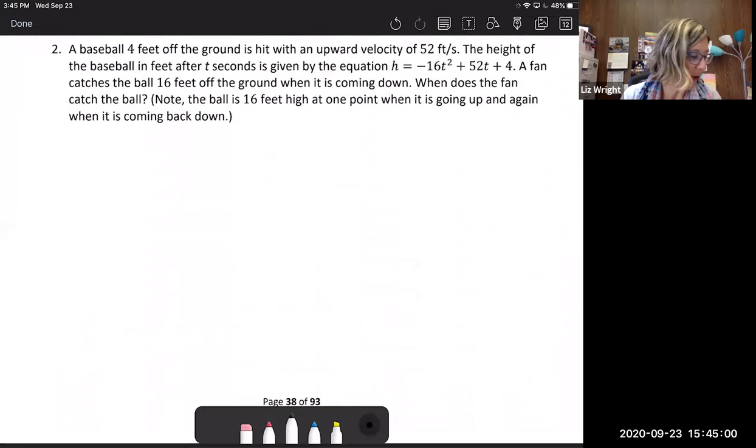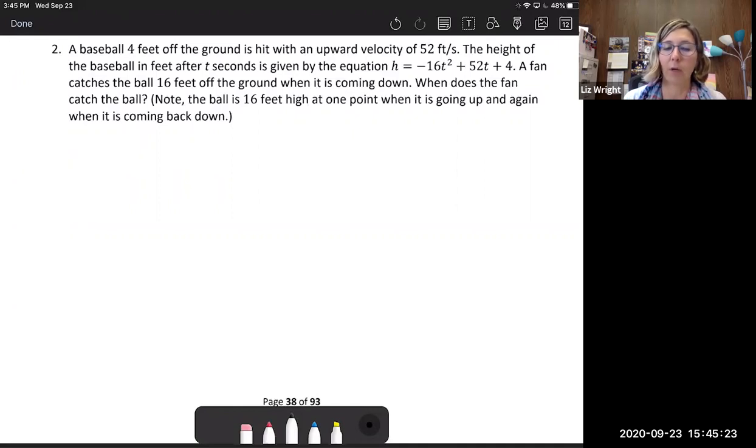All right, so number 2, we've got a baseball 4 feet off the ground. It's hit with an upward velocity of 52 feet per second. The height of the baseball in feet after t seconds is given by the following equation. A fan catches the ball 16 feet off the ground when it's coming down. When does the fan catch the ball?